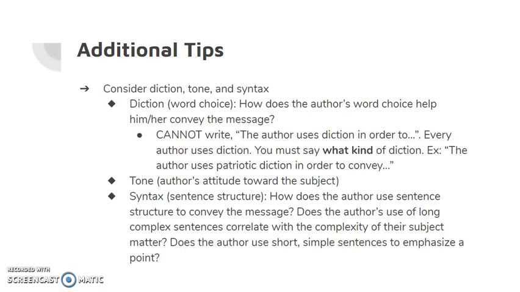Do not write, the author uses diction in order to, in your topic sentence. Every author, every person, when they say something, uses diction. They use words. You must say what kind of diction. So as an example, you could say, the author uses patriotic diction in order to convey blah, blah, blah. But you see how I don't just say diction, I say what kind of diction, patriotic diction.